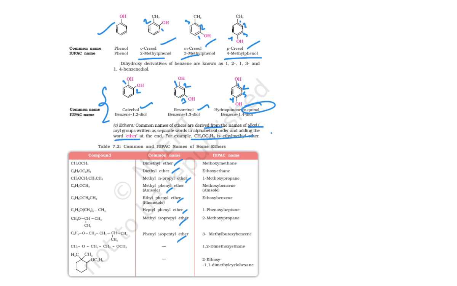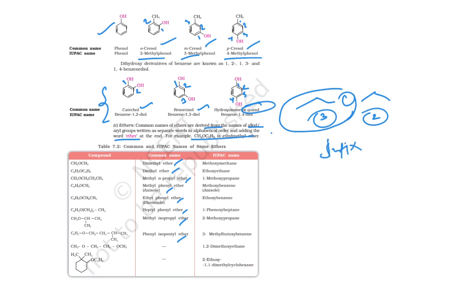So let's take one ether. Obviously, on both sides there will be a different number of carbon atoms. Here there are 3 carbon atoms, here 2 carbon atoms. So whichever side has the larger number of carbon atoms comes in the suffix, and the side with fewer carbon atoms comes in the prefix.